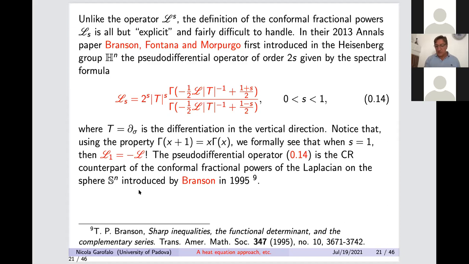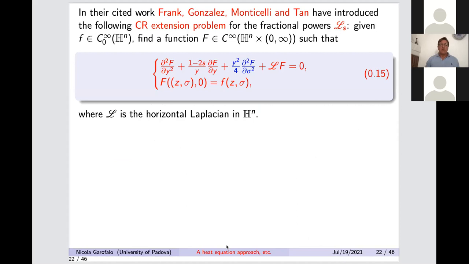This definition comes from an intuition, beautiful facts introduced by Tom Branson back in 1995 in the paper that I quoted down here. All right, so now, I'm saying in their cited work, but in fact, the citation of this work is only at the very end of my talk. So Rupert Frank, Maria del Mar Gonzalez, Monticelli, and Tan have introduced, in the setting of the Heisenberg group, a new extension problem which they call the CR extension problem for the fractional powers L lower S. And the extension problem is written here, okay?